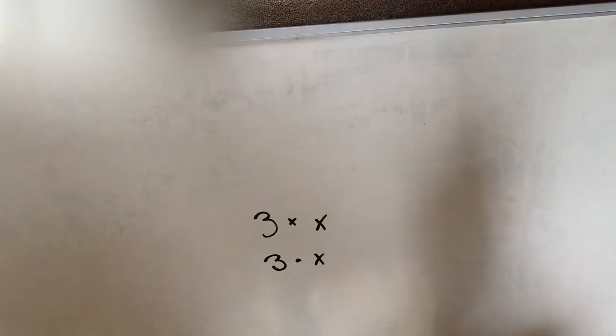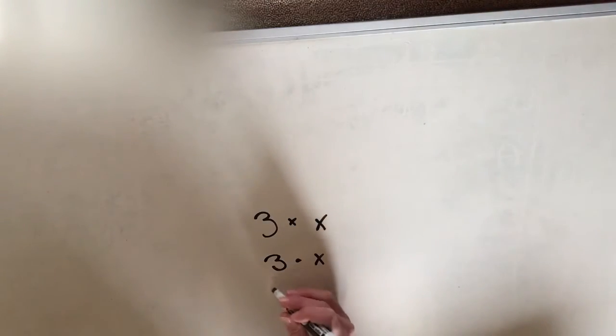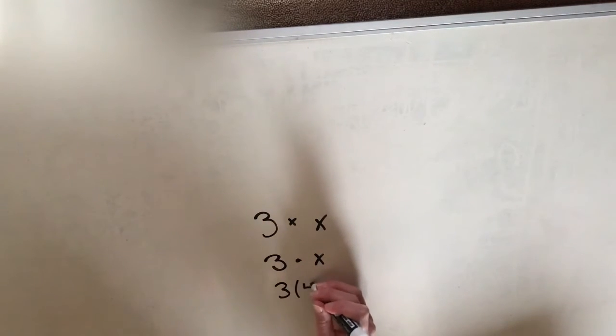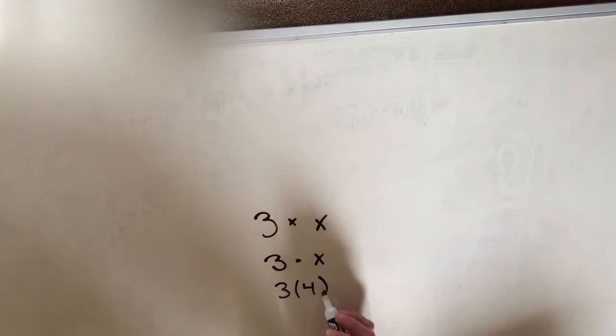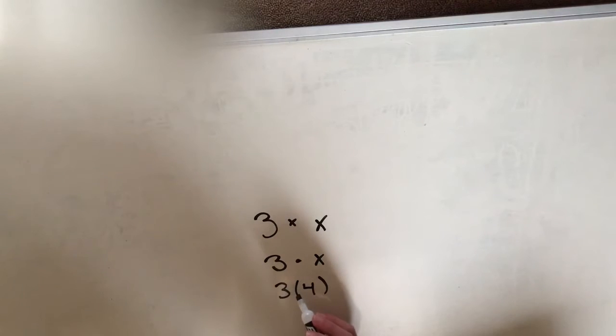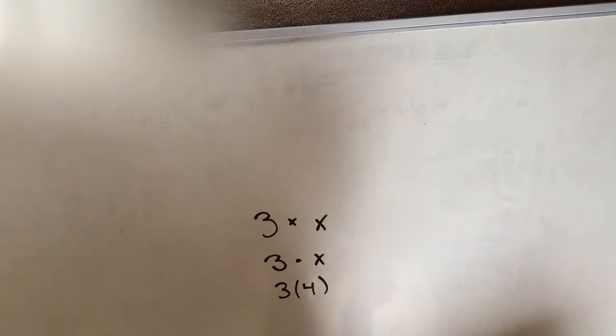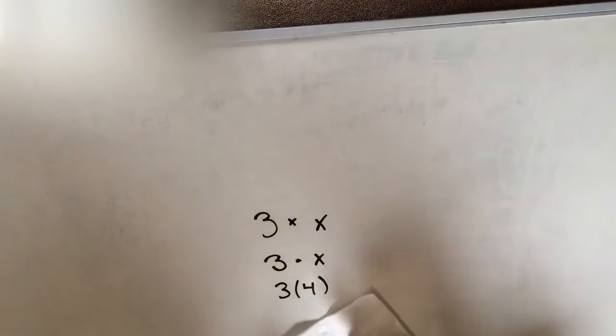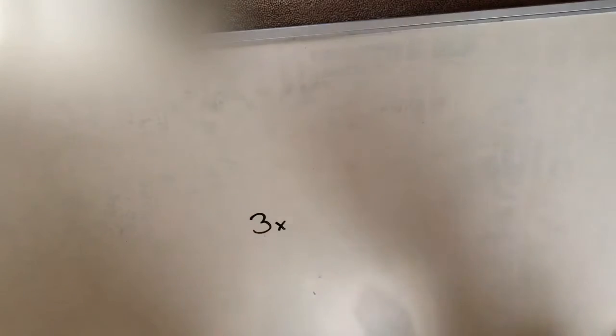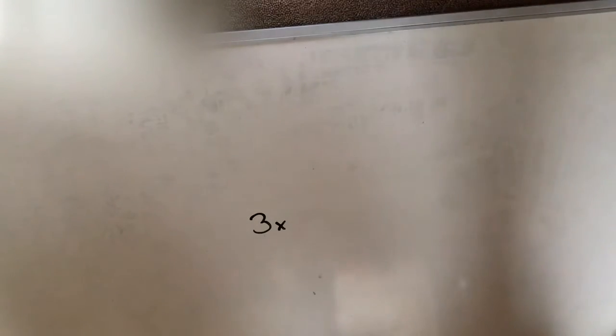Another thing that you can do is use parentheses. So I have 3 and then 4 in parentheses. It's in parentheses and there's nothing in between the other number and the parentheses. So that indicates multiplication. And lastly, if there's a number right next to a variable, that means multiplication. So if I write 3x, that means 3 times whatever the quantity of x is.